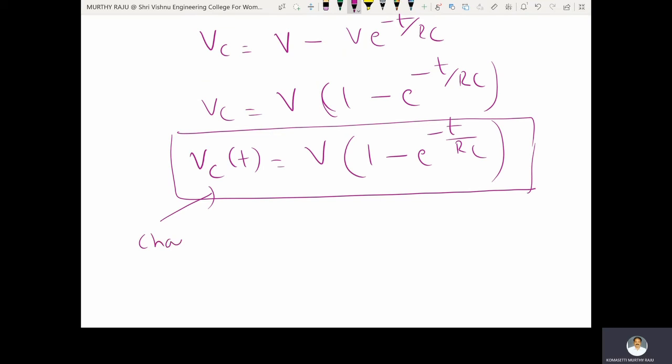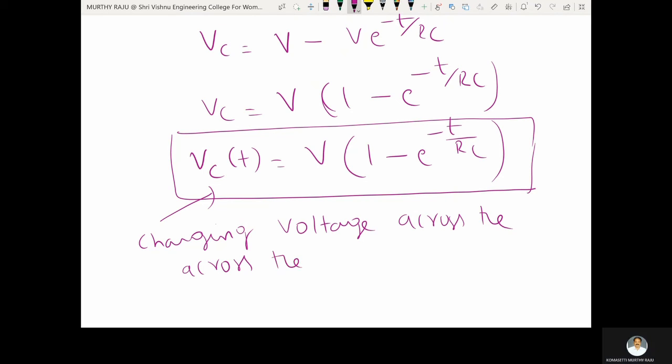This is the charging voltage across the capacitor. Across the capacitor, it is a function of time.